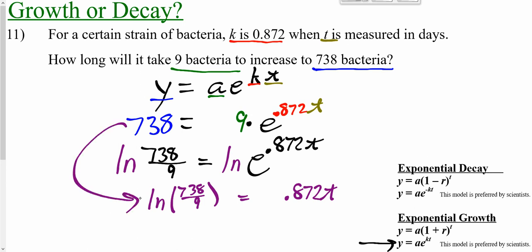If you use the definition of a logarithm instead, going from here, you go straight to here. If you applied a natural log to both sides, you would still get to here, because remember, natural log undoes e. Then you need to go ahead and get t by itself. Right now, t is being multiplied by something, so all you'd have to do is divide.